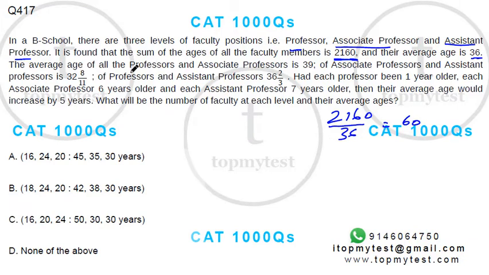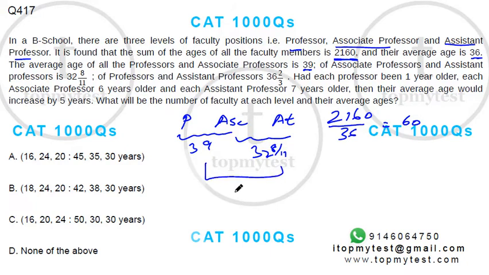The average age of all the professors and associate professors is 39. Professor, associate, and assistant professors. If I take these two, this will be 39. Associate and assistant is 32 8 by 11. These two will be 32 8 by 11. And professor and assistant professor is 36 2 by 3.